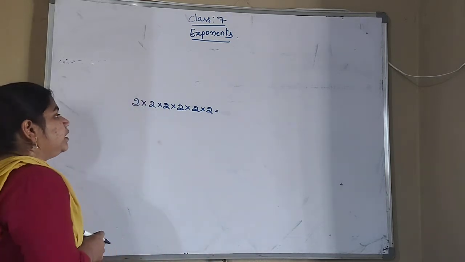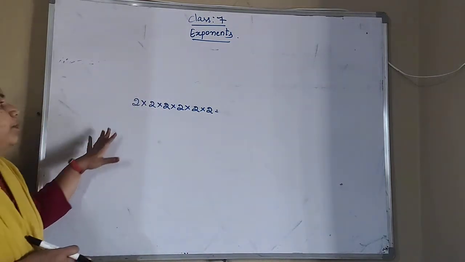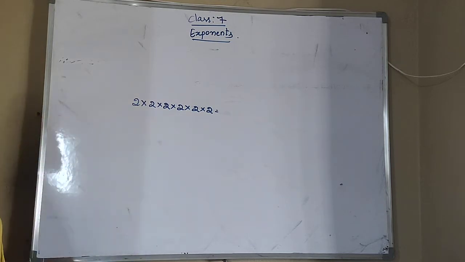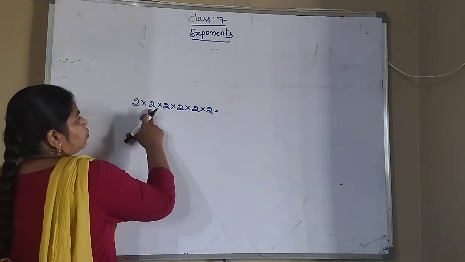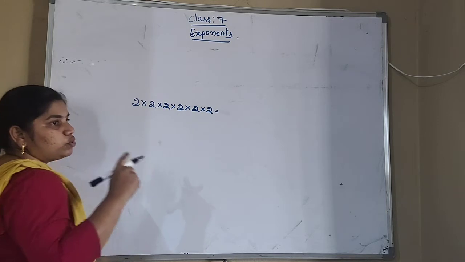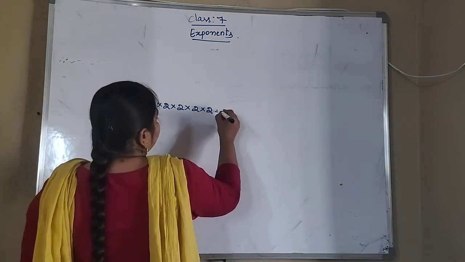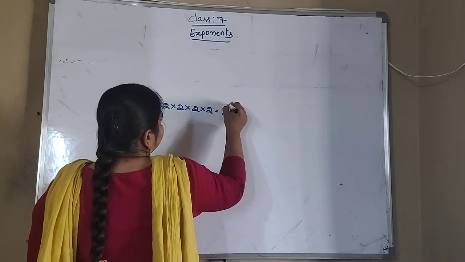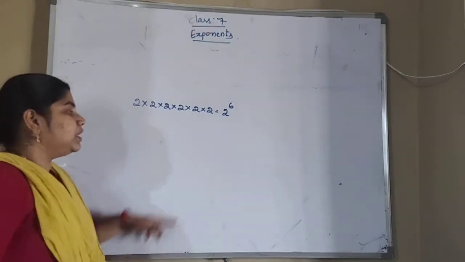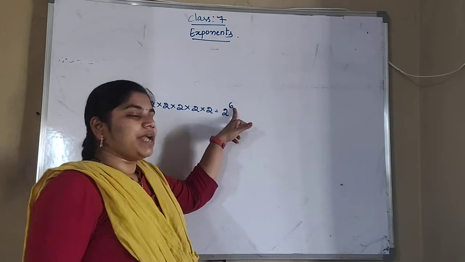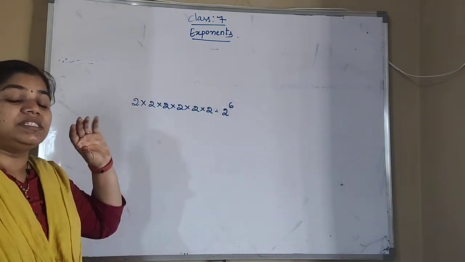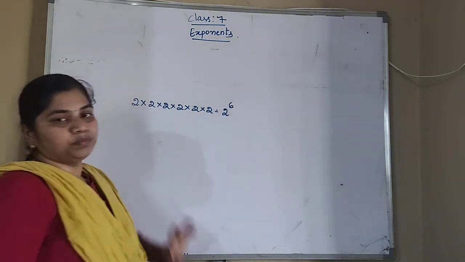So suppose I am taking this 2. How many times have I multiplied this 2 here? I multiplied 2 six times. So how many times? 1, 2, 3, 4, 5, 6. This 2 has been multiplied 6 times. That is, I can write this as 2 power 6. That means this 2 I am writing 6 times, that is, I am multiplying this 2 six times.